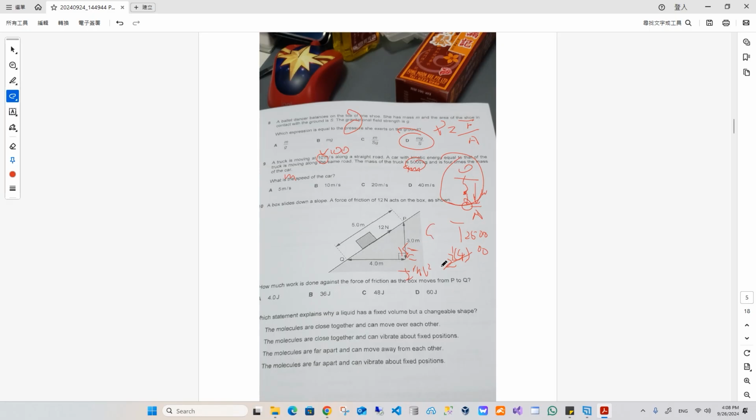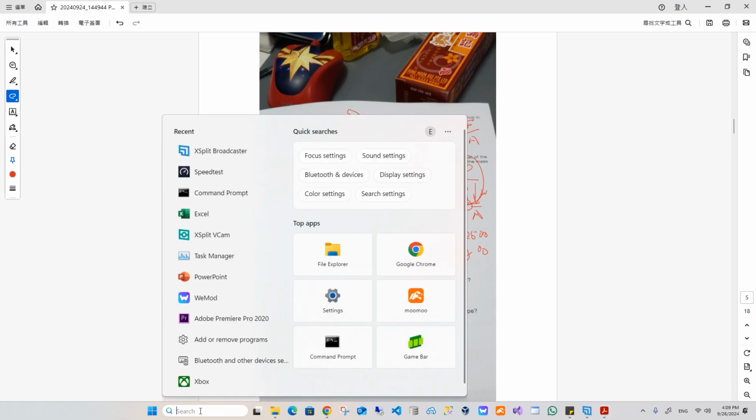So the car has the same amount of kinetic energy, half times mass. The mass is 1/4 of 5,000, so it's 1250. Then I have v squared, and I want to find v. So this has to equal this. Calculator.